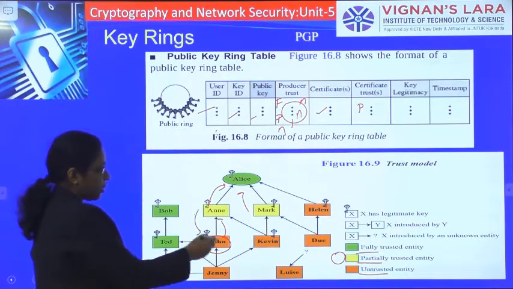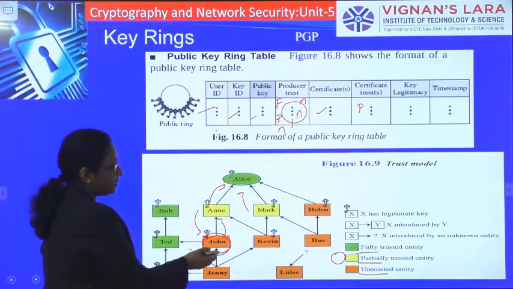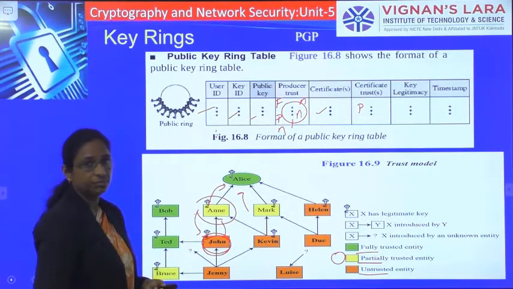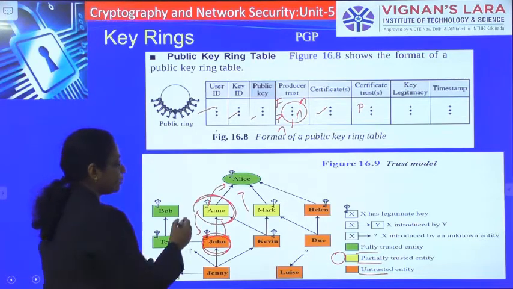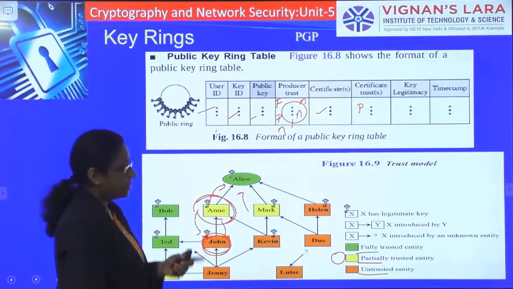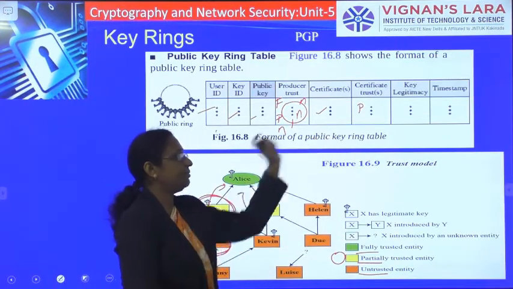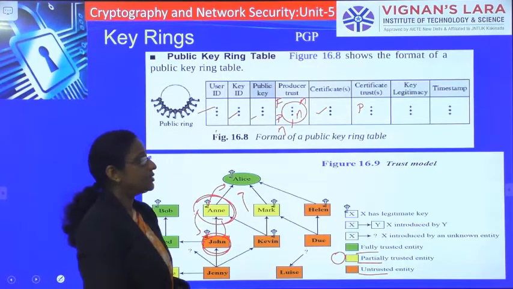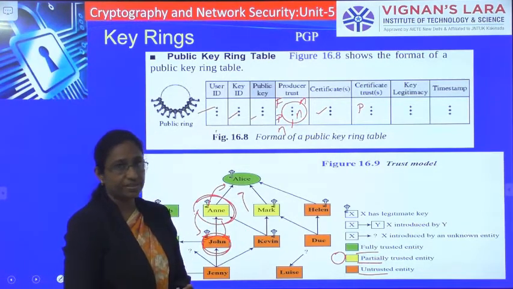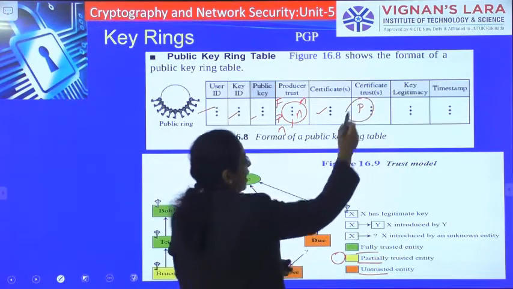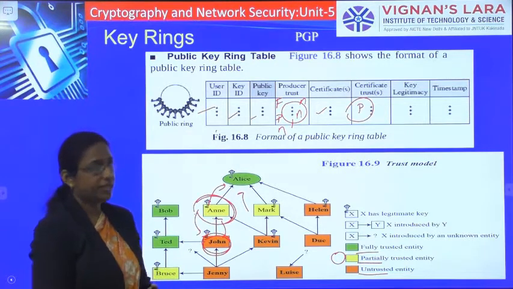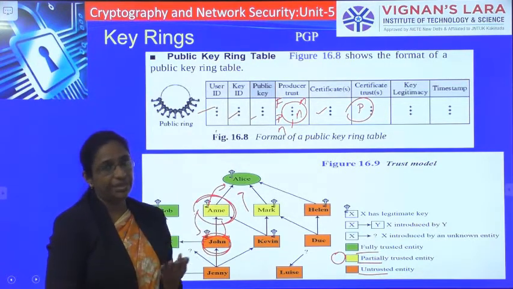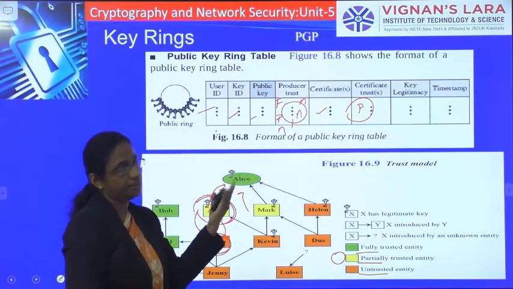For example, if there is a John, this John certificate has been signed or sent by this Annie. Whatever how much trustable this Annie is, since Annie is partially trustable, we will be writing P there. Similarly, key legitimacy is based upon this certificate trust and the predefined trust weightage given for the certificate trust. PGP will calculate some value and store that value.